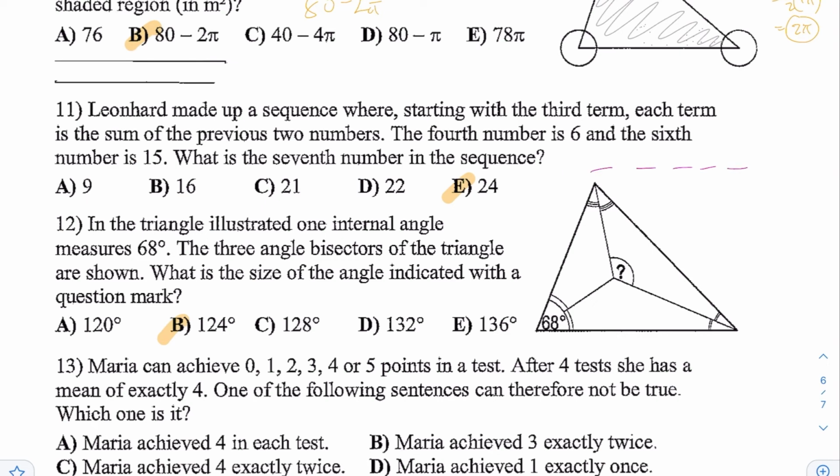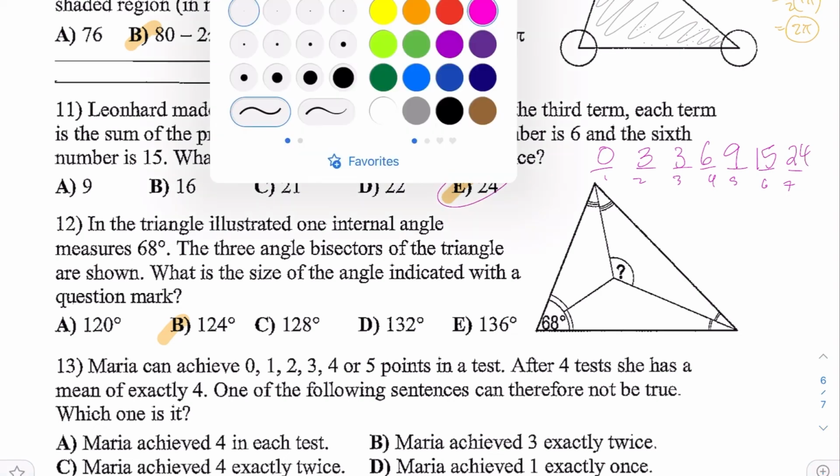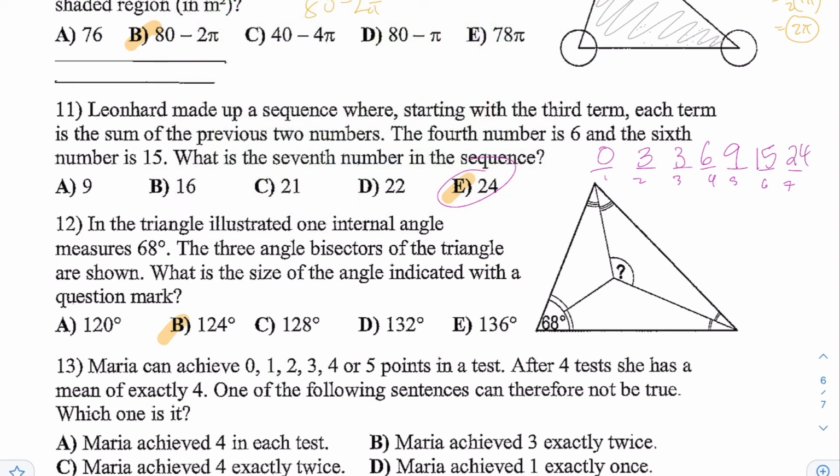So you make a couple of terms. Here you know that the 4th number is 6, and the 6th number is 15. So here you know that 6 plus 9 is 15. And then you know that 3 plus 6 is 9. And then here you can figure out that this is 3, and the first number has to be 0. And then 15 plus 9 would be 24. So the answer is choice E. Now just follow the pattern.